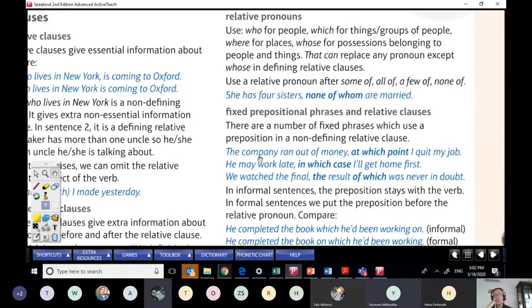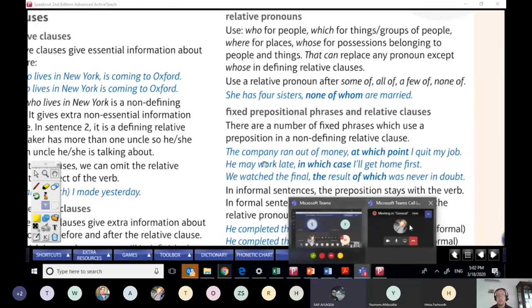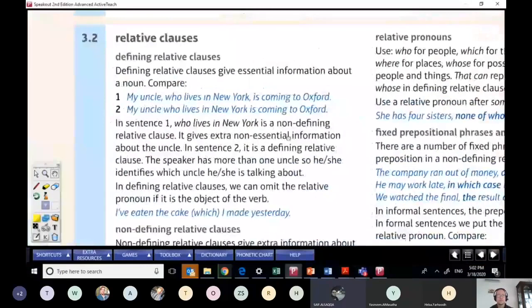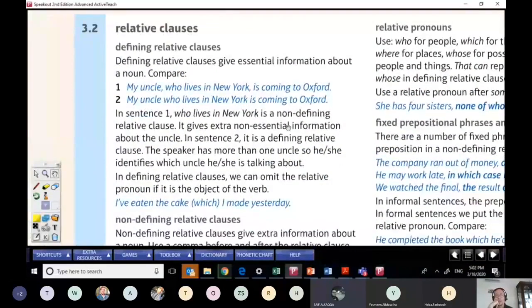Teacher, I have a question about the two sentences of my uncle who lives in New York. Is there a difference in the way we speak them? No, not really. You're going to say them the same. My uncle who lives in New York is coming to Oxford. You might pause just a little bit when the commas are there, but it's going to be so small, no one will really notice. All right.